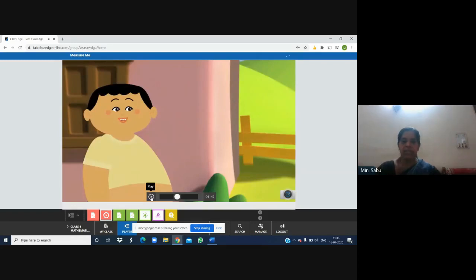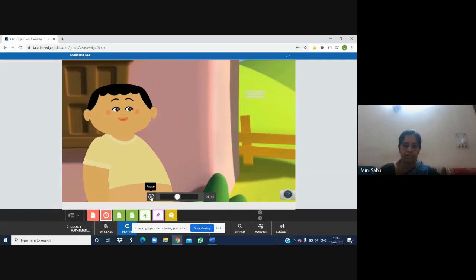Yes, children, let me stop for a minute. See, one boy has used a jug, the other one used a bottle, and they are confused. Why are they confused? Because the jug and the bottle are non-standard units of measuring capacity. If you use a jug, a mug, or any other vessel, it is a non-standard unit for measuring capacity. That's why both the boys are getting different answers and they are confused. So these are non-standard units.